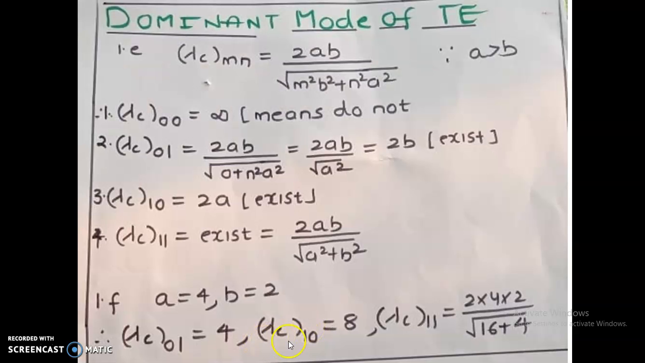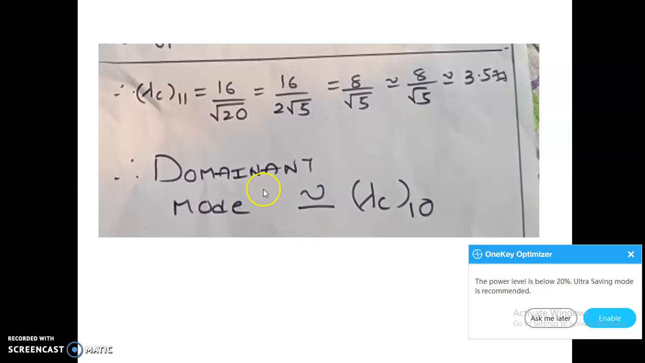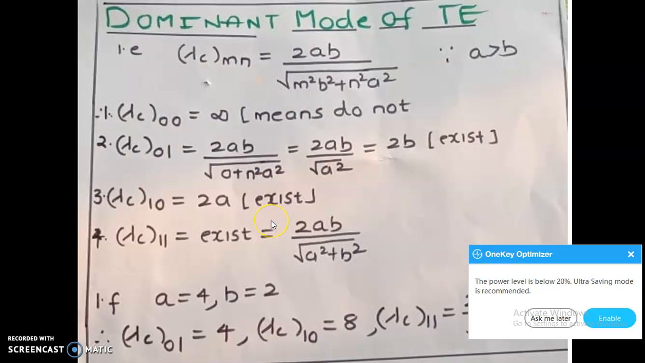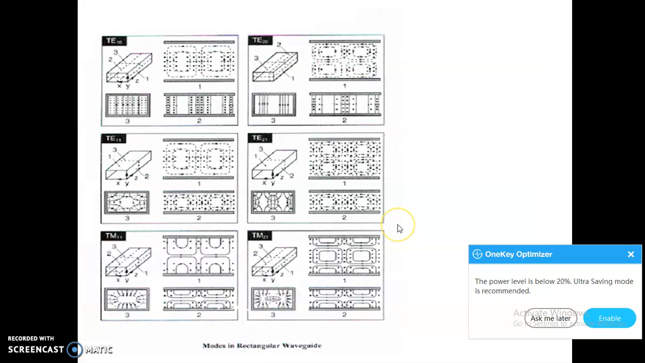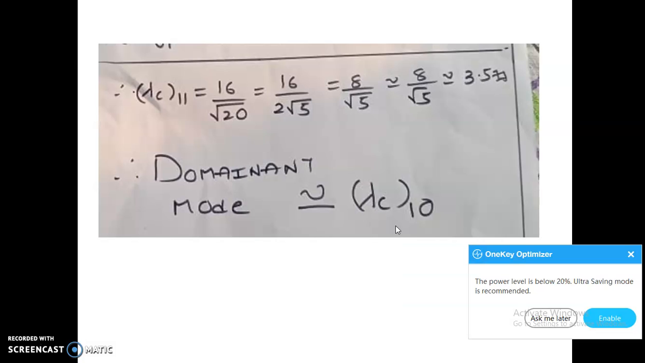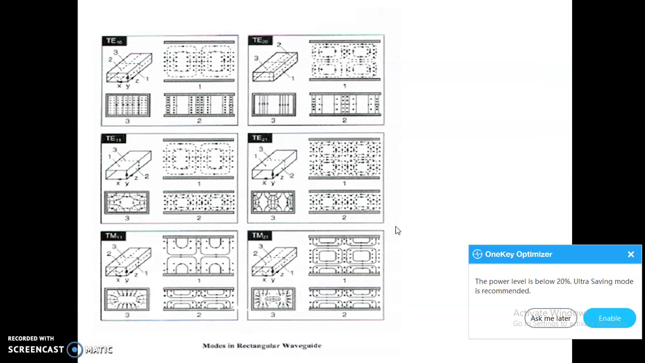So I can say that lambda c10 is the dominant mode, because the dominant mode means the one whose cutoff wavelength value is maximum for a particular mode. So we got the maximum value for 10 itself. So the dominant mode is 10, and this is the concept of dominant mode for TE. Now these are the sketches for TE and TM modes; try to visualize them and understand, and you write this in the exam for this particular mode.